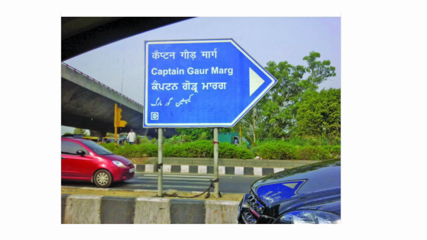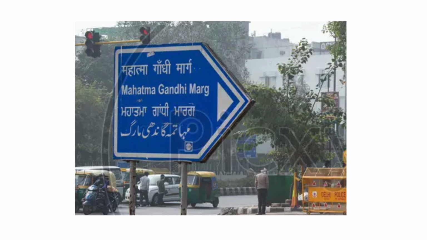Similarly, this is another sign where on top is written in Hindi language Captain Gaur Marg, and the same name is written in English, Punjabi, and at the bottom in Urdu language. This is just one more road sign, and the name of the road is Mahatma Gandhi Marg in different languages, including Urdu language.